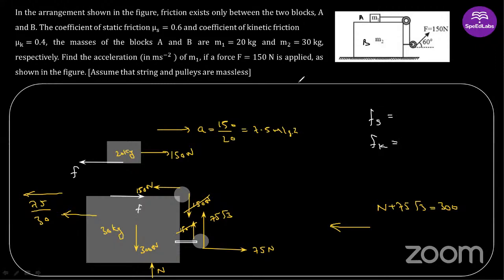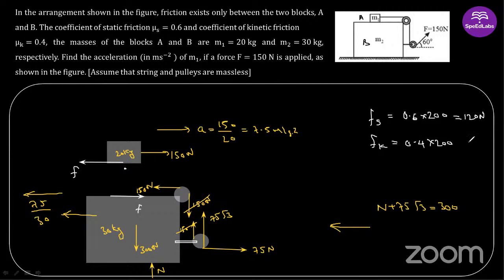So the maximum static friction which can act is how much? Mu into mg. The normal over here will be 200 just for this. So mu, which is 0.6, into normal, which is 200, gives me 120 Newton. This is the maximum static friction. What about maximum kinetic friction? Again mu, which is 0.4, into N, which is still 200. So it gives me 80 Newton.